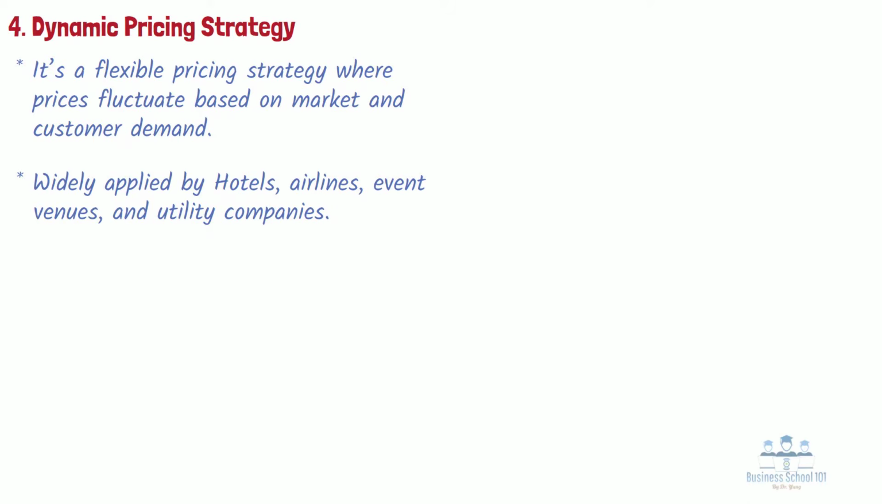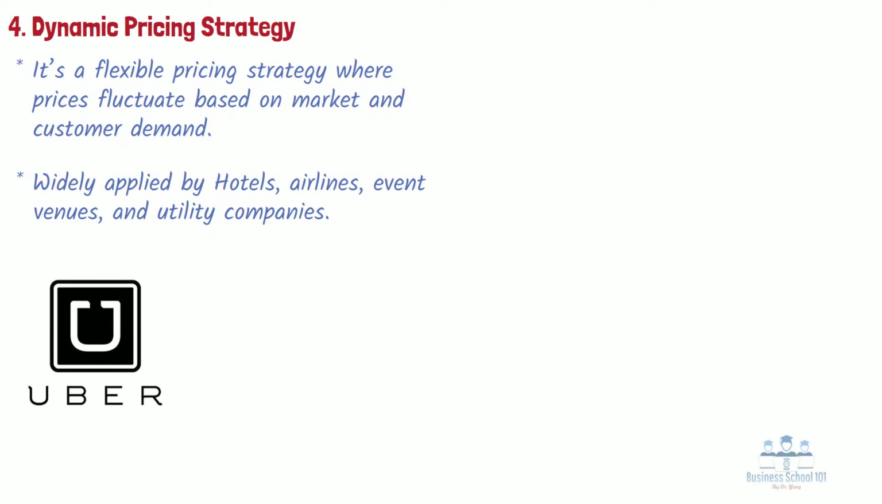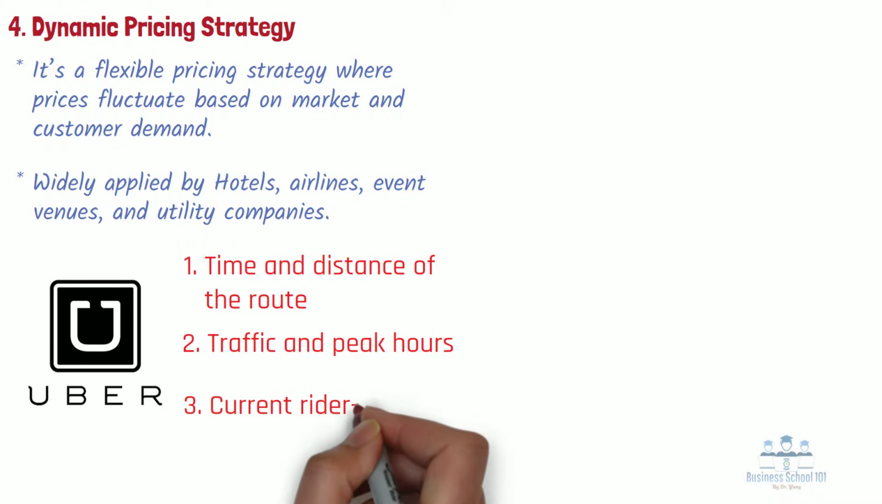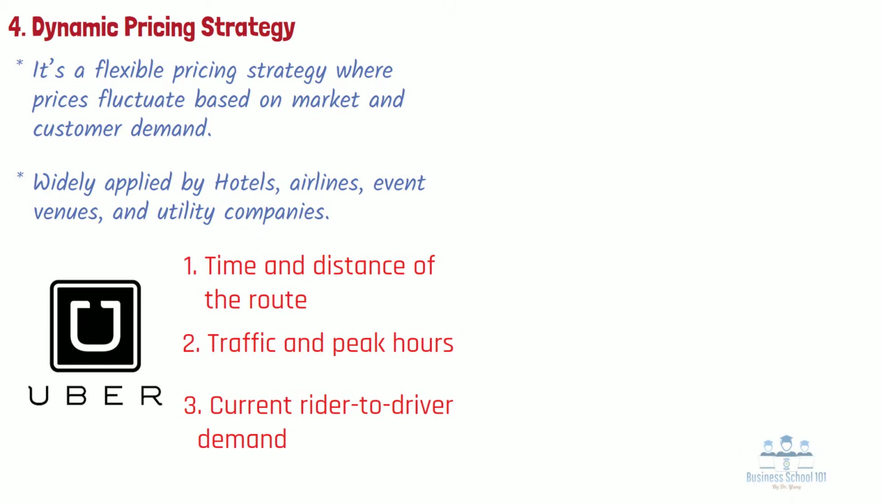For example, in 2020, as one of the largest ride-sharing service providers, Uber has more than 90 million active users around the world. Uber's dynamic pricing algorithm adjusts the ride fares based on 3 major variables: time and distance of your route, traffic and peak hours, and current rider-to-driver demand. Despite the criticism of unfair price surges, Uber stands by their algorithm and claims that it helps the system manage supply and demand issues and provides drivers with incentives to work in difficult circumstances.